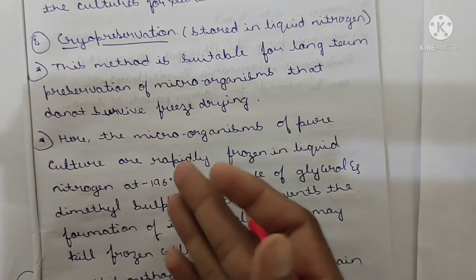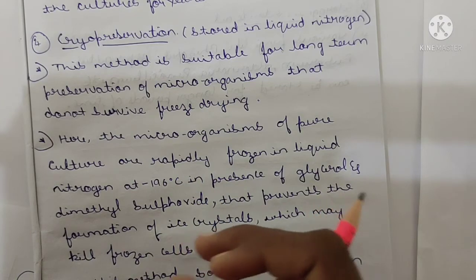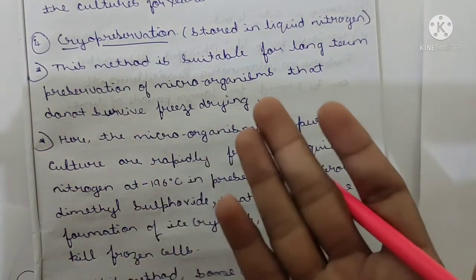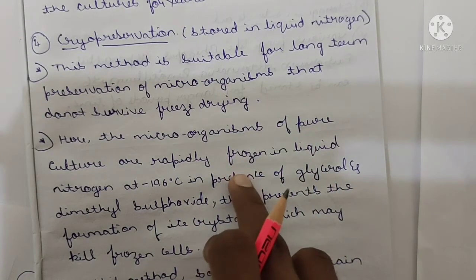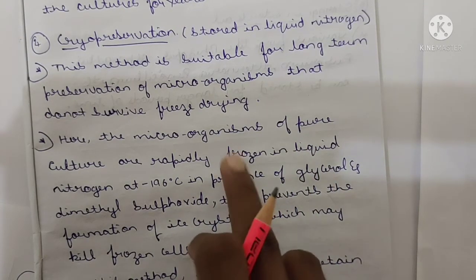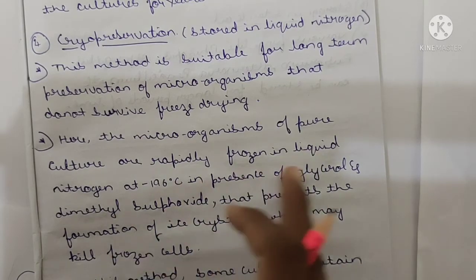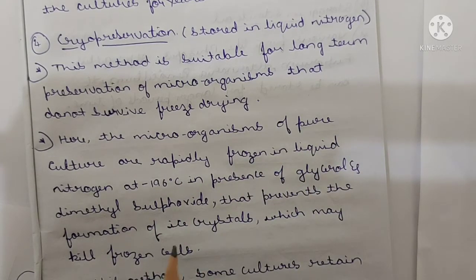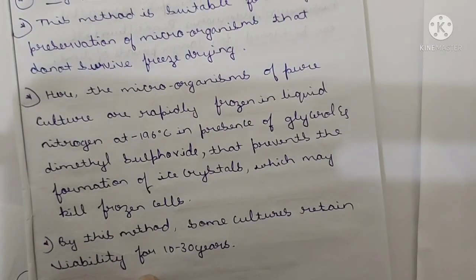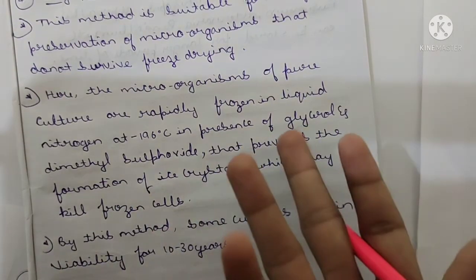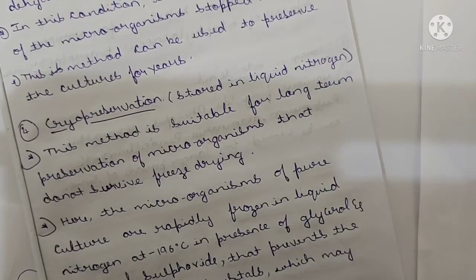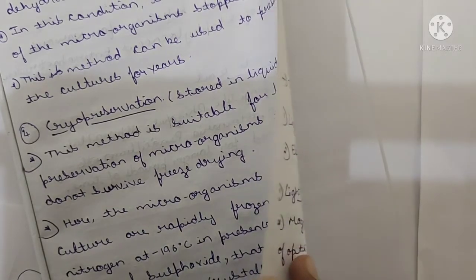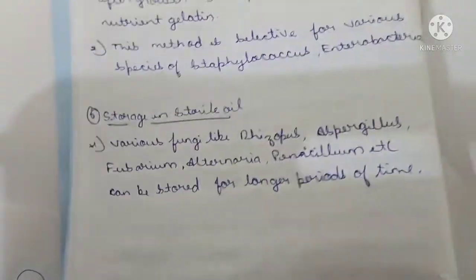Generally in the refrigerator, if you keep water in an ice cube tray, after 1 or 2 hours it gets converted into crystals. But here in liquid nitrogen, to prevent the formation of crystals, we add glycerol and dimethyl sulfoxide, because if crystals form, they will kill some of the frozen cells and we cannot preserve them. By this method, some cultures retain viability for 10 to 30 years.